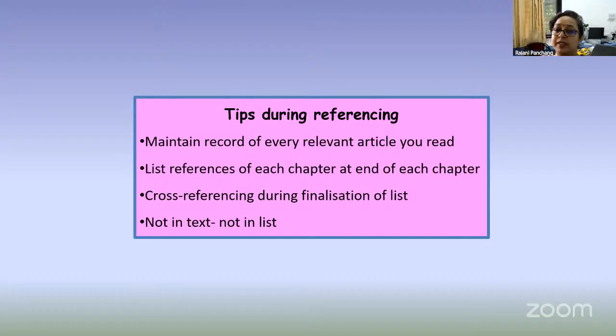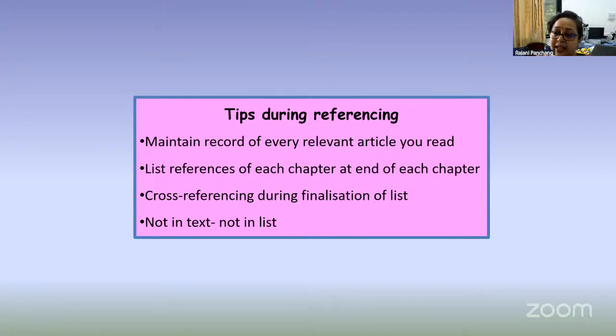So what are your tips for references? 1, maintain a record of every article you have read. 2nd, make a folder for every chapter. In that, all the references of that chapter should be in one folder. And list references of each chapter at the end of each. So in case you have used it, below, add all the references.